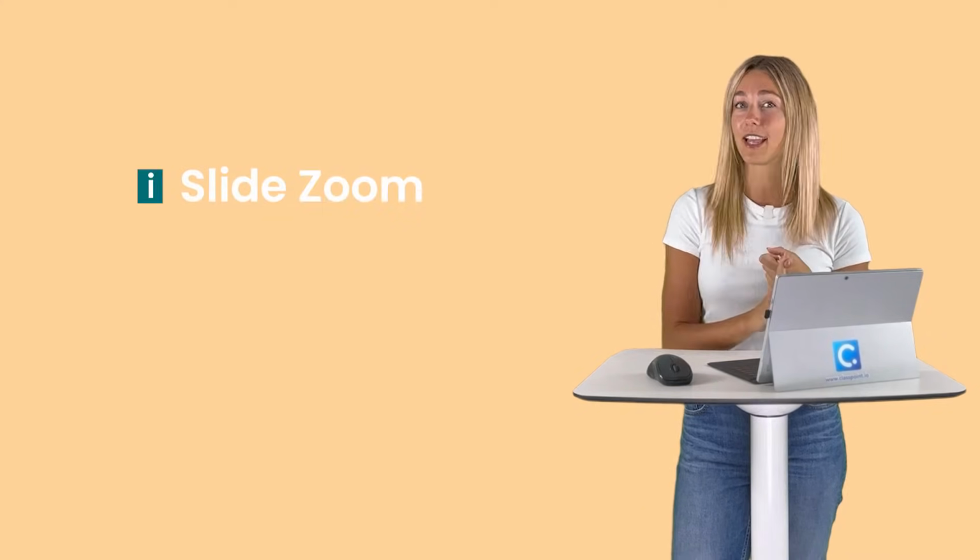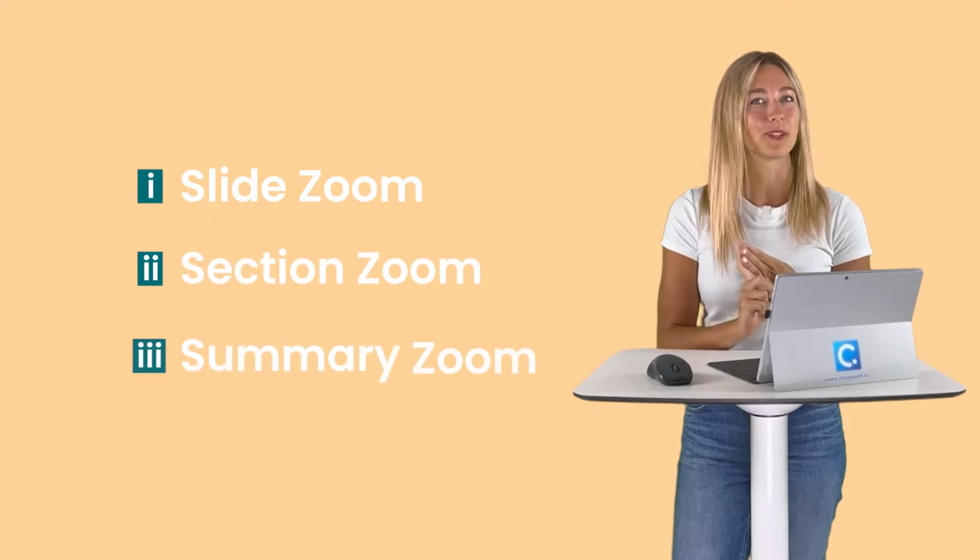Let me walk you through the three types of PowerPoint Zoom that you can implement in your presentation. We have slide zoom, section zoom, and summary zoom. First up, we have our slide zoom. This creates a link between our slides to zoom into a specific slide in your presentation.